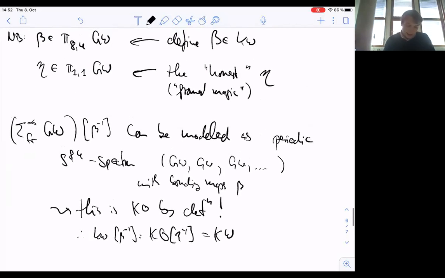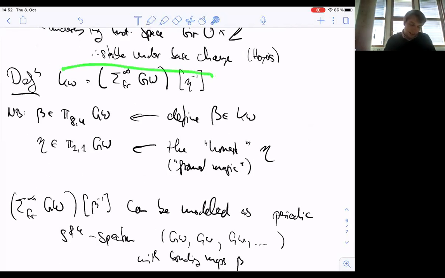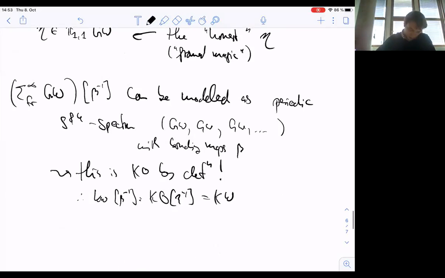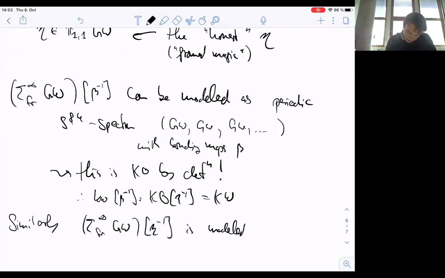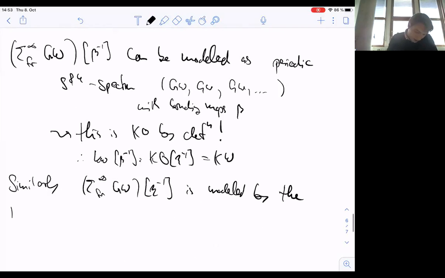And similarly, I've defined my little kW to be obtained by eta-periodization, and so we can try to play the same game here. But the issue is that eta is in degree 1,1, right? So I can only build a G_m-spectrum. So what this means is I have to S^1-suspend it first. So similarly, Sigma infinity framed GW, if I invert eta, this is modeled by the periodic S^{1,1}-spectrum.